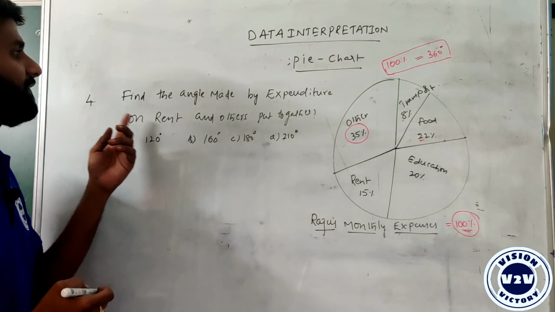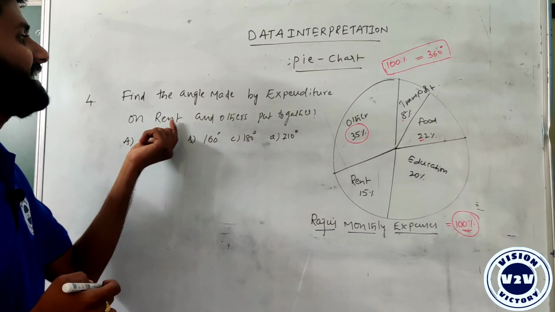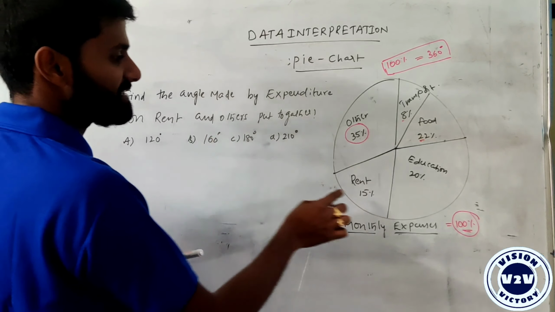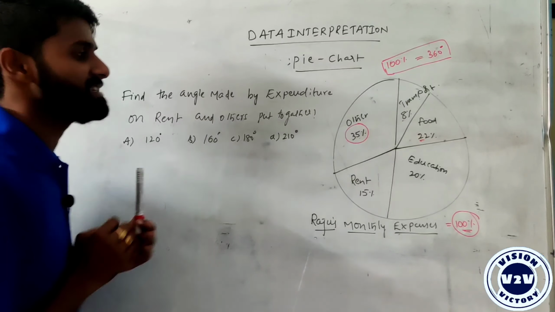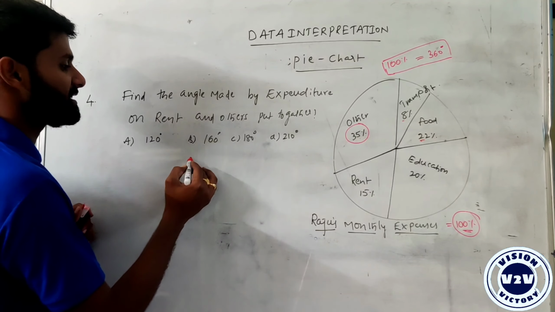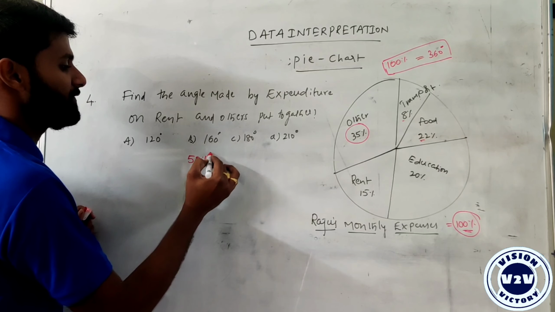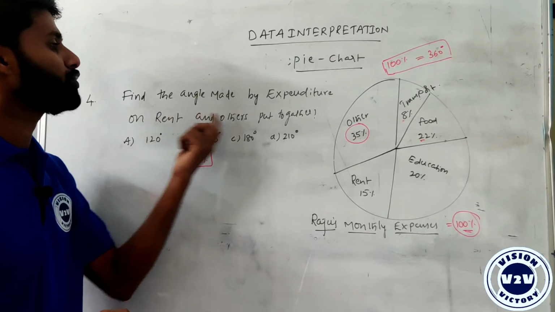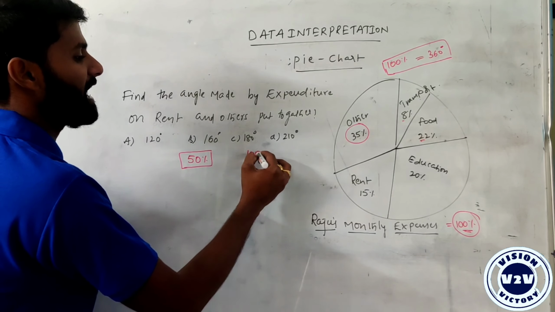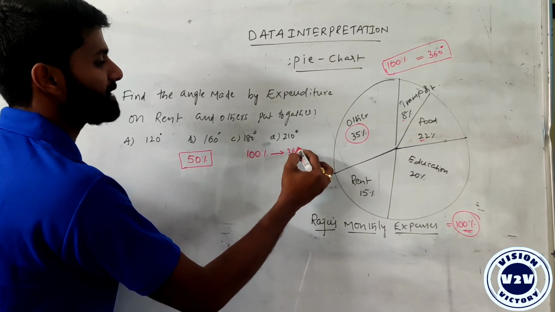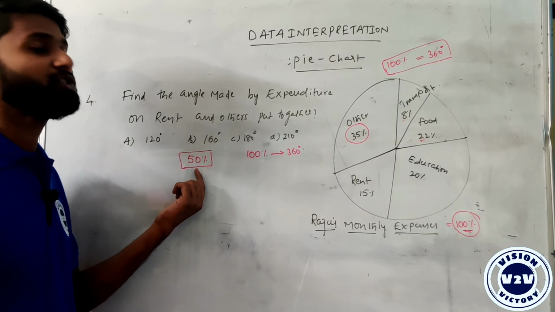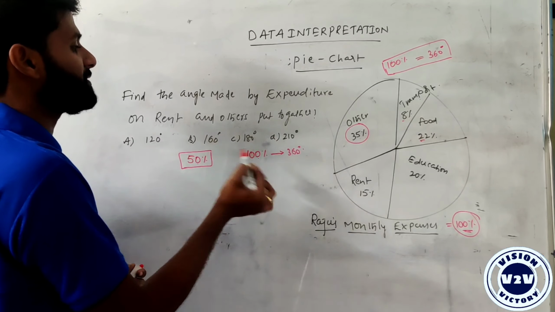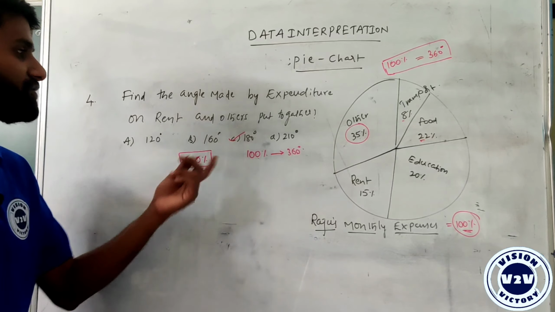Okay, see the next one. Find the angle made by expenditure on rent and others put together. We need to find the angle. First of all, rent is equal to 15%, others is equal to 35%. Together, the exact value is equal to 50%. But here my question is to find the angle made by both together. We already know that 100% value is exactly equal to 360 degrees. We need to find 50% in terms of degrees. 100% is 360, so 50% becomes 180. So that is the direct comparison.